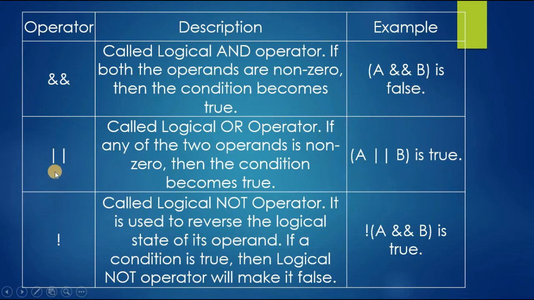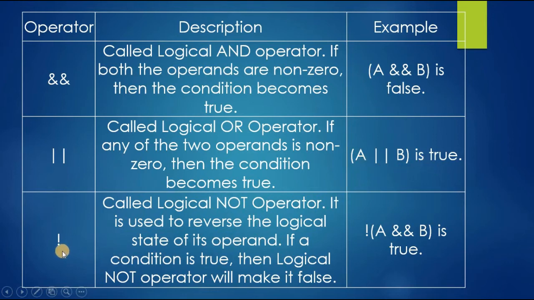The next operator is the OR operator, which is denoted by pipes. The logical OR operator says that if any of the two operands is non-zero, then the condition becomes true. Here we got the result as true because we assumed A as 1 and B as 0. One of the values is non-zero, that is A. So we got the result as true here.